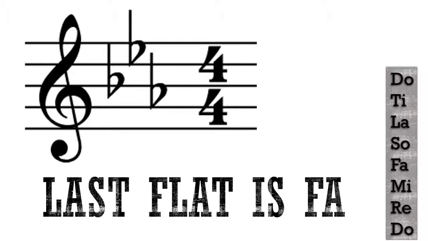Now let's do one more. With flats, remember the last flat is fa. So that means this is going to be fa, which puts it right here. If we work that backwards, fa, mi, re, do, going down, this is do. If do is on a line, then mi is on a line, then so is on a line. Whoop, whoop.